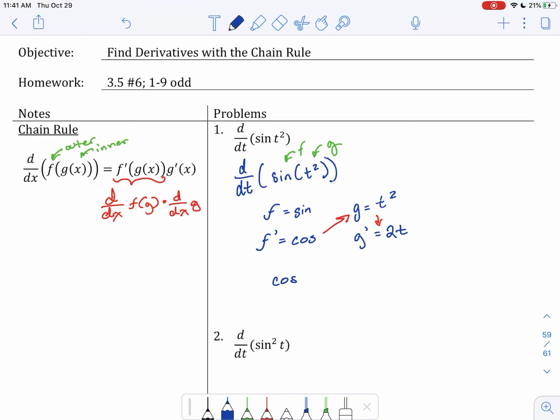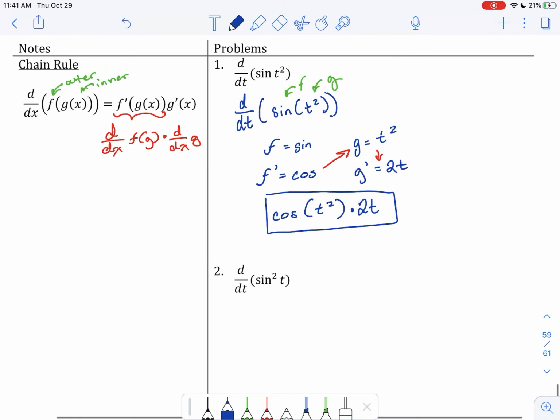So the derivative here would be cosine of t squared. So you'll notice here, we still have the same t squared. Here we're just changing sine to cosine, just like you'd expect. And then multiply it by the derivative of t squared right here, which is 2t. And that would be the derivative of sine of t squared.